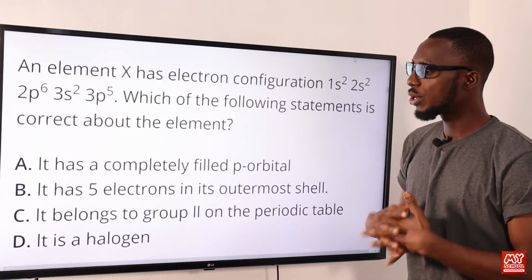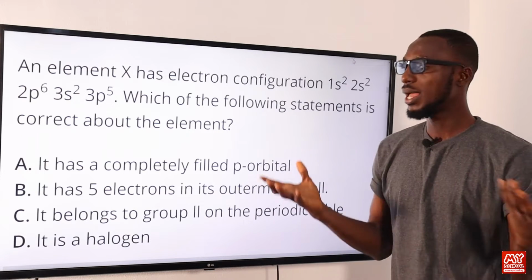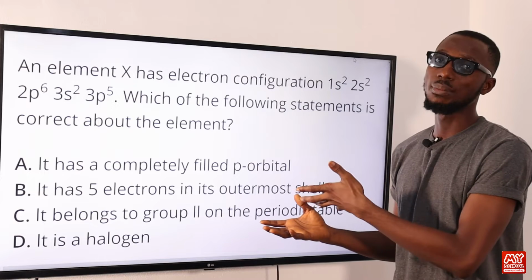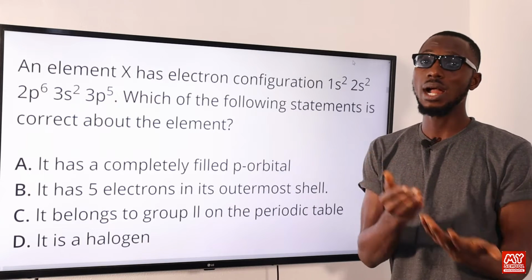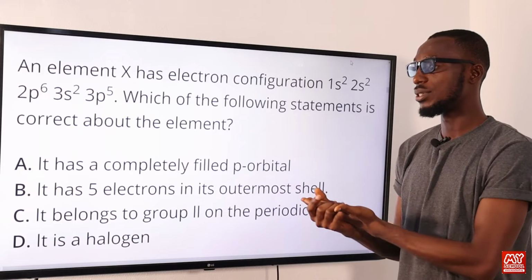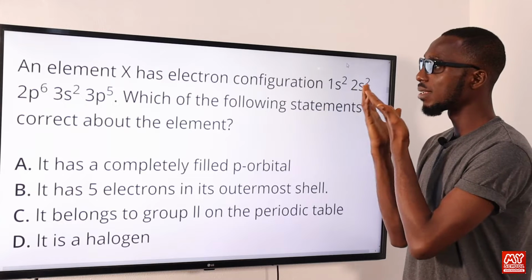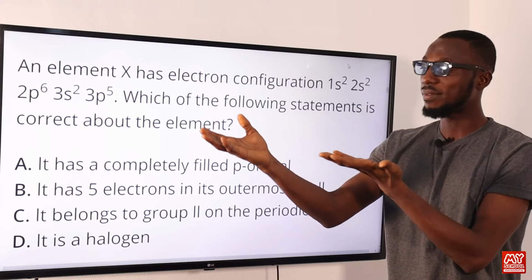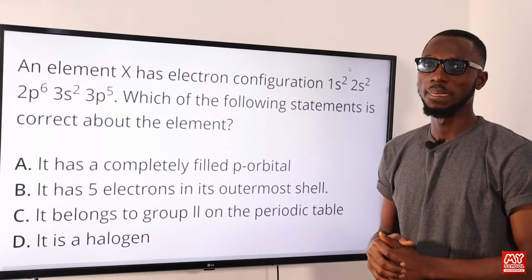C, it belongs to group 2 on the periodic table. That is incorrect. Elements that belong to group 2 in the periodic table actually have 2 electrons in their outermost shell, for example calcium, magnesium. So D, it is a halogen. Of course, we confirm that the element is chlorine, which is element X that we have identified, is a halogen. So option D is very correct.